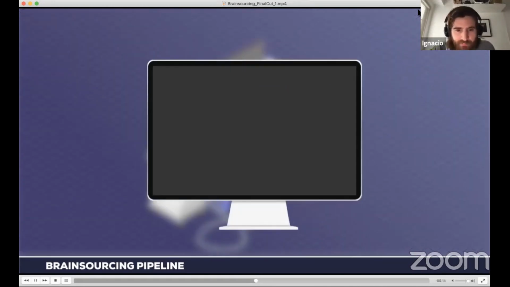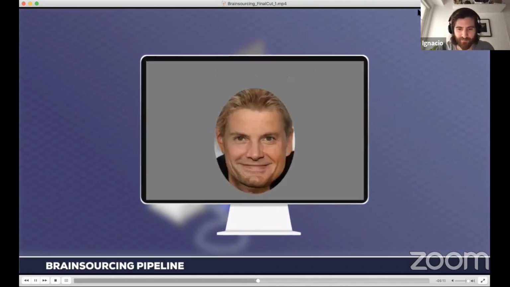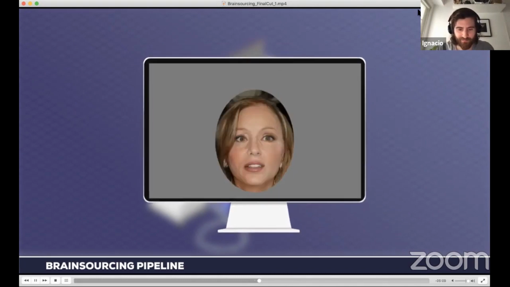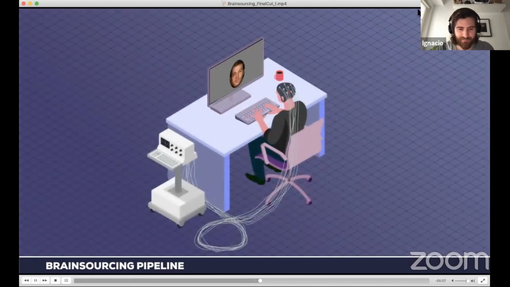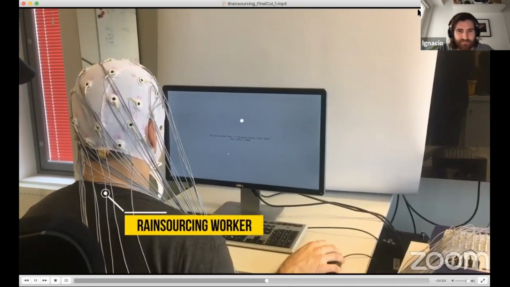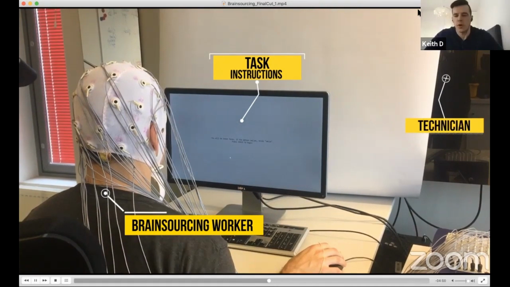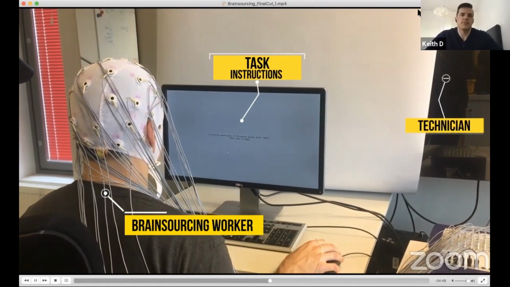They are then asked to complete a recognition task where they look for faces that match a certain description, such as having dark hair or a smile. The worker does not need to provide any explicit feedback. They simply sit back and observe as faces are presented to them on screen while their scalp voltages are recorded. In practice, it looks something like this. There's no audio for this, just so you know.